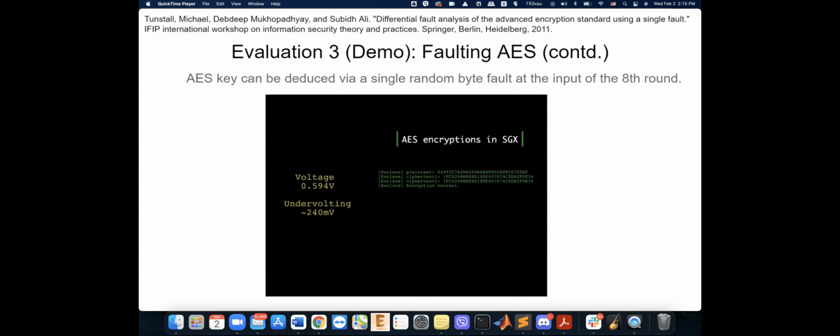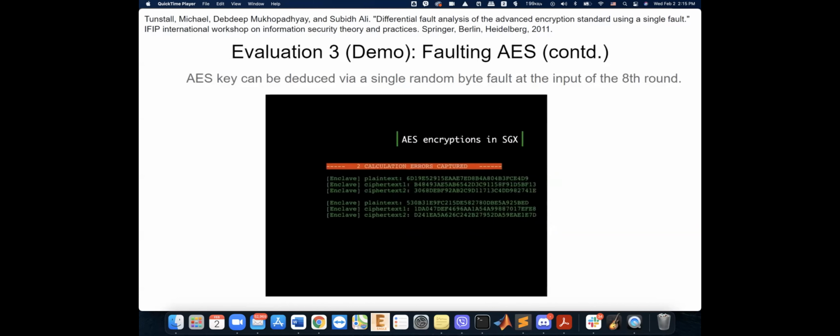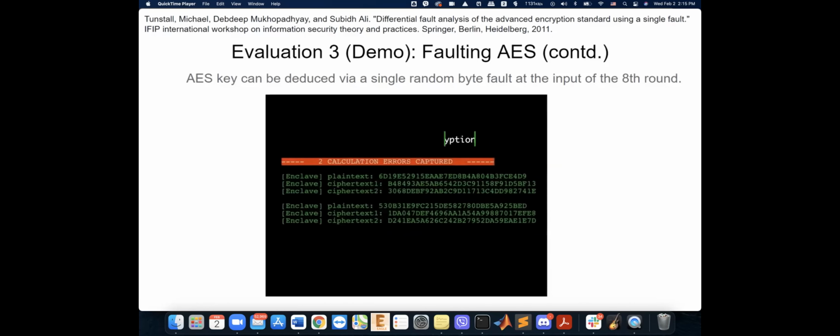Let's look at a calculation inside SGX. Watch as we run AES encryptions whilst undervolting. At minus 240 millivolts, the system is stable and doesn't crash. However, we were able to fault 2 AES encryptions inside SGX.